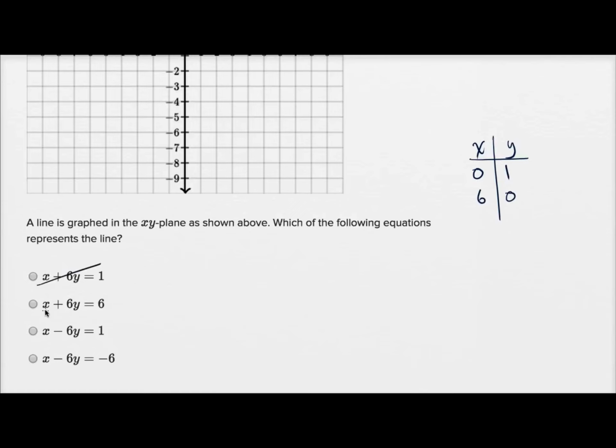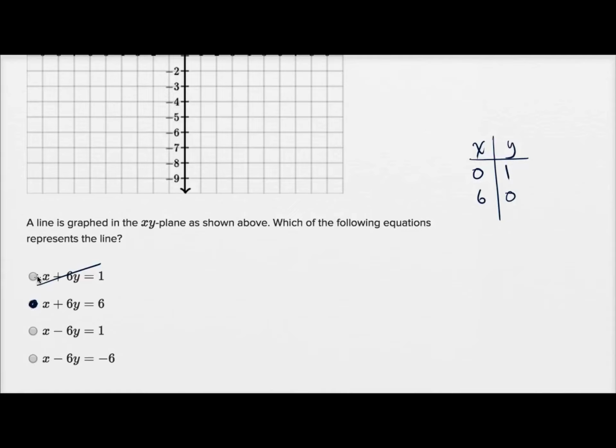Rule that one out. When x is equal to 0, y needs to be equal to 1. If x is 0, then 6y equals 6. Yeah, y is going to be equal to 1. Now, when y is 0, x needs to be equal to 6. So if y is 0, this goes away, and x is equal to 6. So we're done. This is our choice.